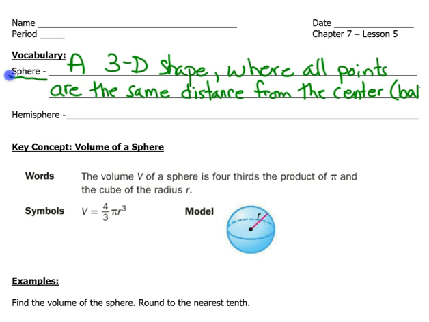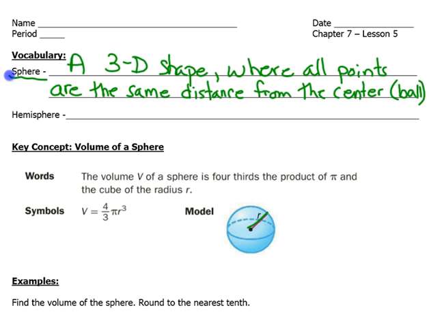We call these balls, but not like a football, more of a basketball shape, right? So you have your center, and then every single point around it is the same distance, which is called your radius. So it's taking a circle, and instead of just going around once, you can go around any way at all.